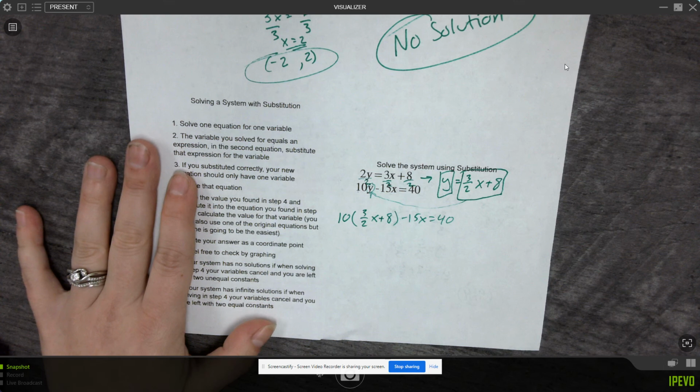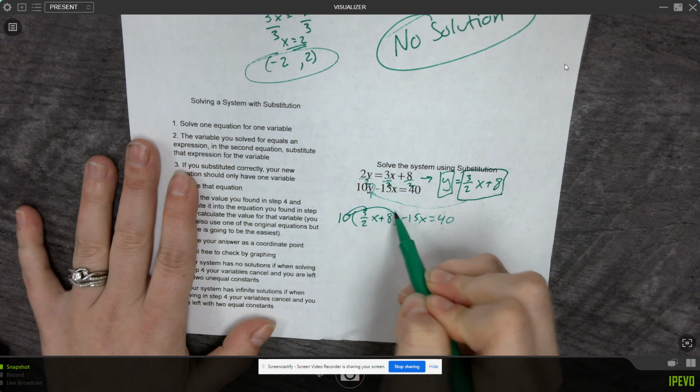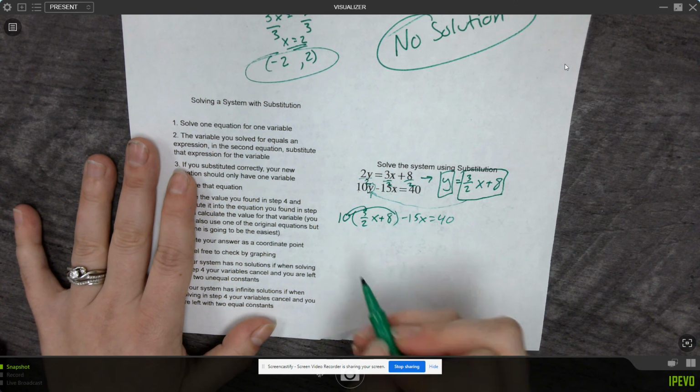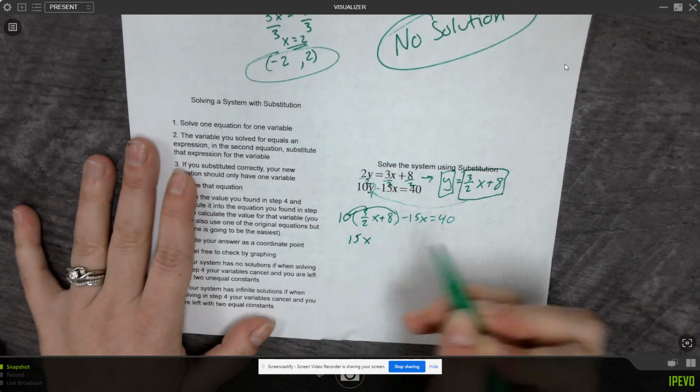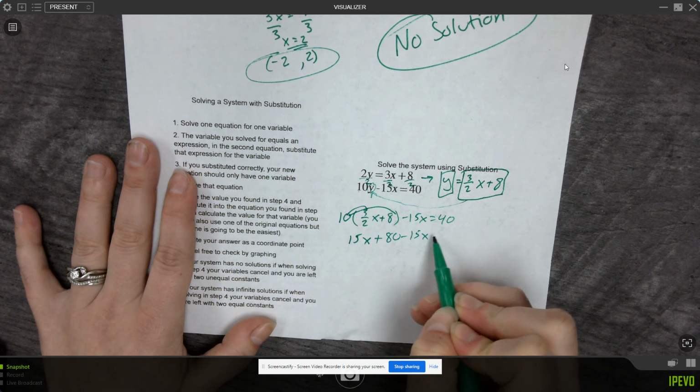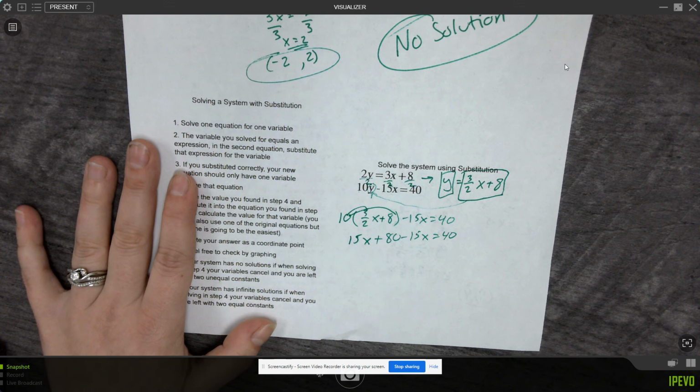Now, this is where it's potentially harder. It's been maybe a while since you've done this. So you're going to start with distributing. So you're going to distribute this 10 to both terms. So 10 times 3 over 2 would be 15x plus 10 times 8 is 80 minus 15x equals 40.